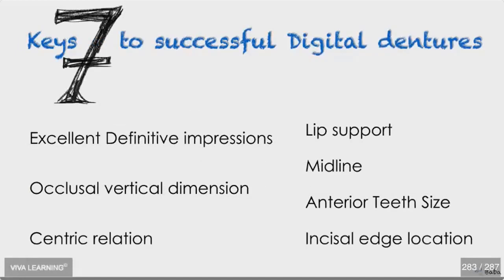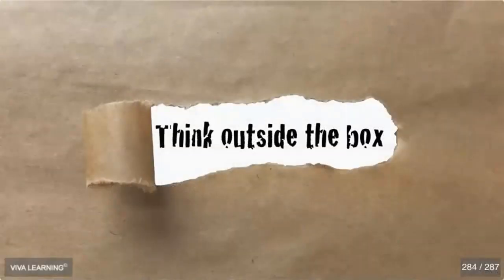It is important to know that there are 7 keys to a successful digital denture. Acquire an excellent definitive impression, get an appropriate and adequate occlusal vertical dimension, know how to get centric relation, know how to evaluate the lip support, get a good midline, know how to get the anterior teeth size, and how to find the incisal edge location. Once you master all of these, you have no problem going into digital dentures. I invite all of you to think outside of the box.